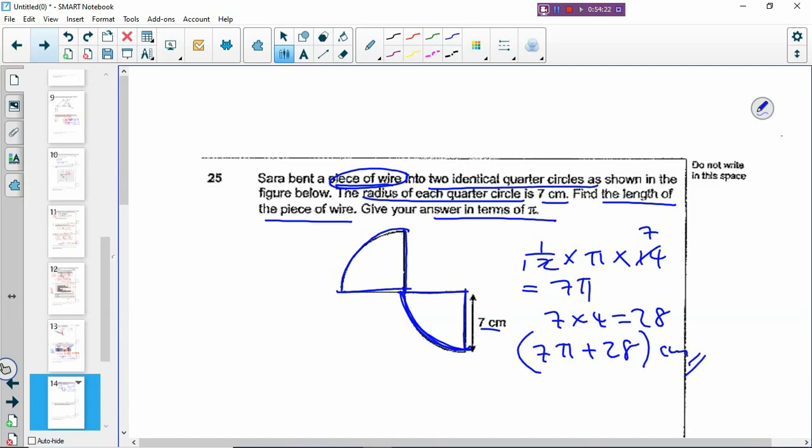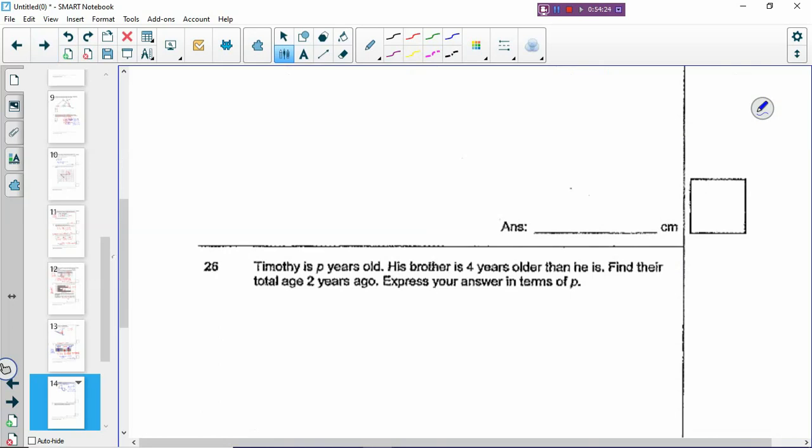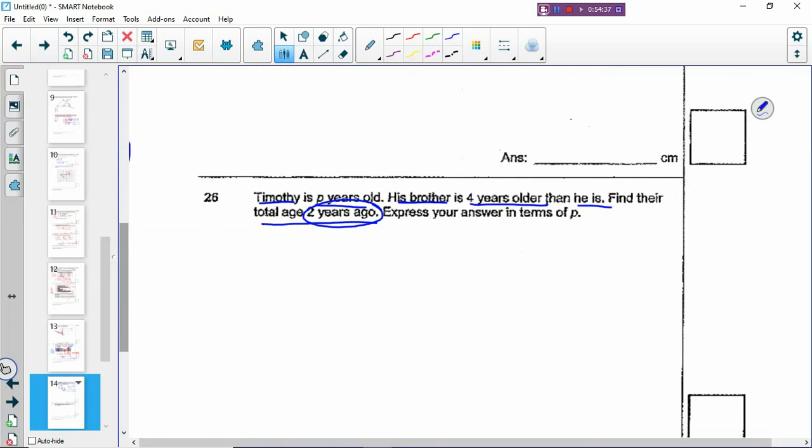Question number 26. Timothy is 3 years old. His brother is 4 years older. Find their total age 2 years ago. Watch out for the 2 years ago. It means that you have to work backwards. You have to minus to get 2 years ago. So, and your answer must be in terms of P.